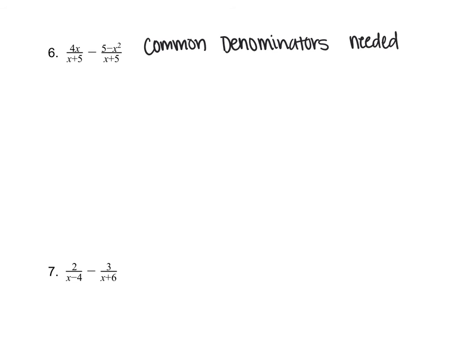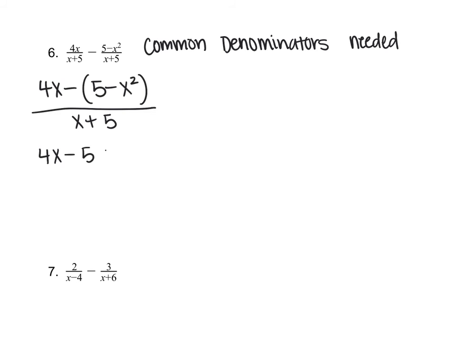Okay. So in our first example, we have 4x over x plus 5 minus 5 minus x squared over x plus 5. So both of them have common denominators here, so I don't have to multiply by the LCD. So I'm going to go ahead and write it as a single fraction. So we're doing 4x minus, in parentheses, 5 minus x squared all over x plus 5. Now I'm going to distribute that negative into the parentheses. So we get 4x minus 5 plus x squared all over x plus 5.